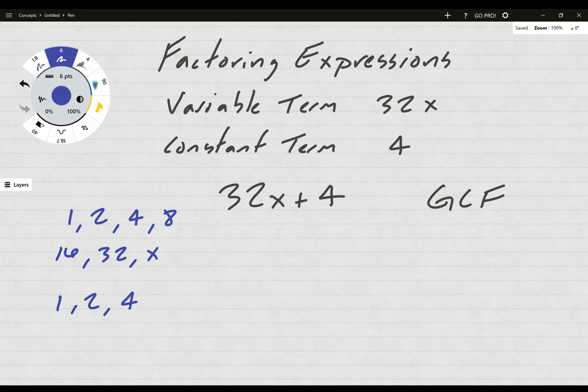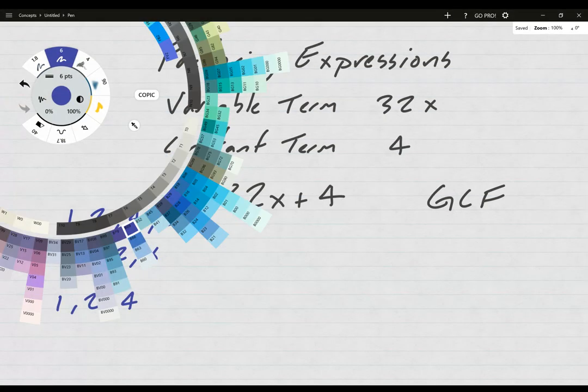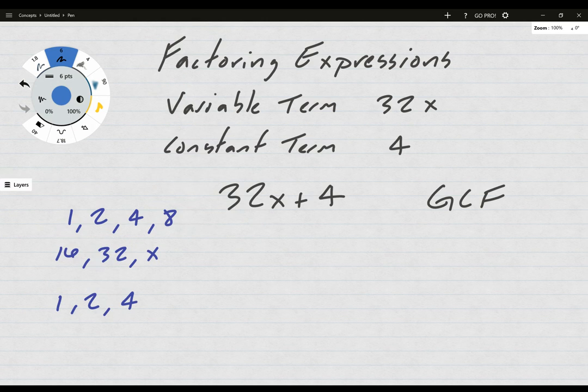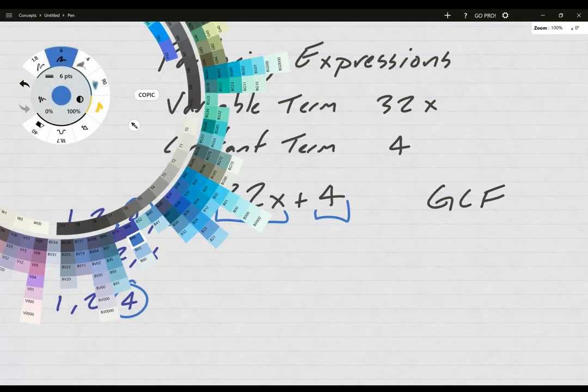Now we're looking for the greatest common factor. We're looking at the one that's the highest of these two. So I notice that 4 is the highest in this group, and 4 is the highest, meaning that they're the same. That's the greatest common factor between the two. So now I know I can divide each term by 4 when I'm trying to factor. So let's go back and factor this now.